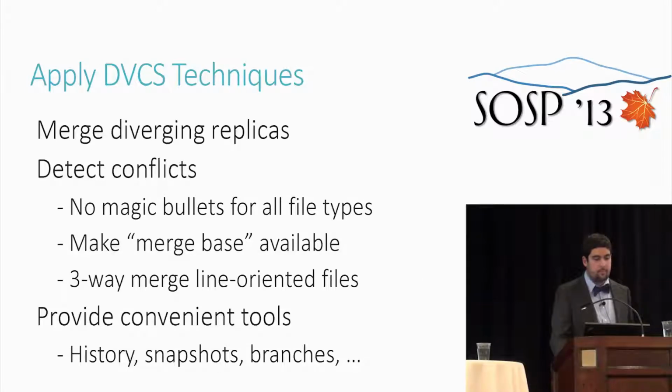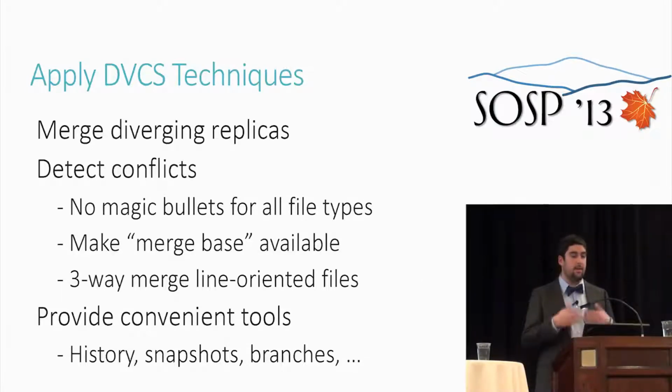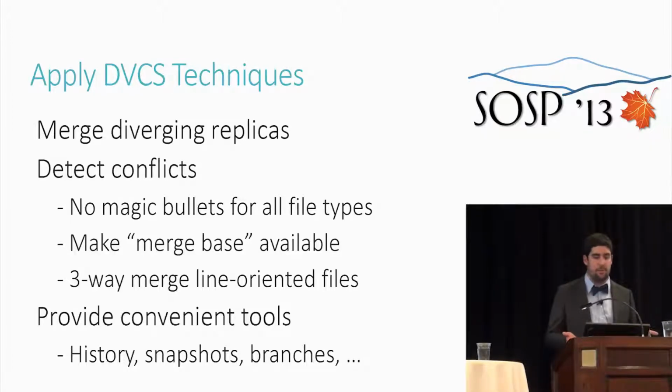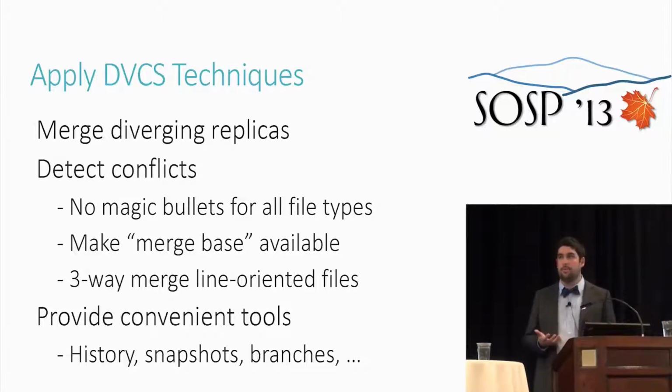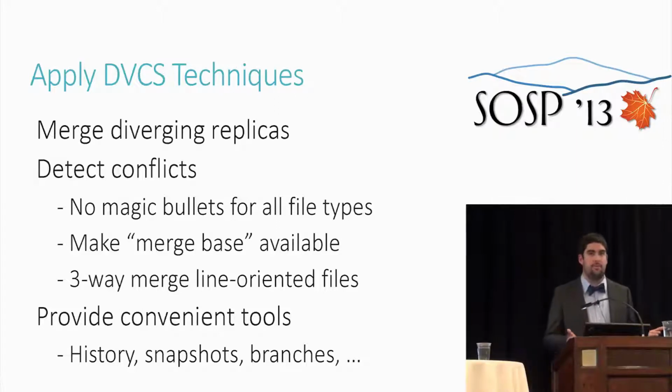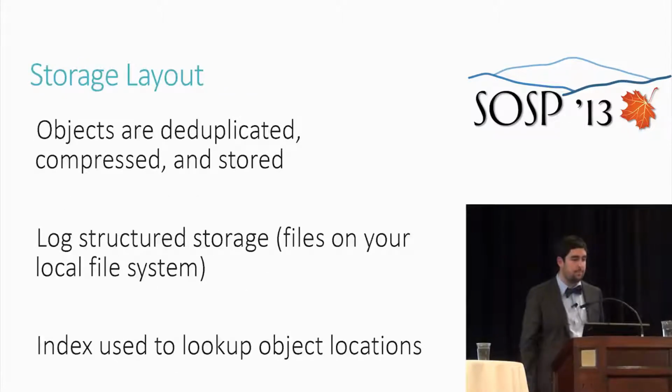One of the nice things about borrowing on this technique is that we can apply a lot of distributed version control system techniques to your file system. So we can merge diverging replicas, we can detect conflicts, and I should point out here that there's no real magic solution to merging files. We can merge simple line-oriented files, but for anything else, at least we can provide the user a merge base, and they'll manually do a merge at that point. And we have a lot of other convenient tools that we provide. Another important thing is just the storage layout. Objects are deduplicated, then they're compressed and stored in a log-structured file on your local file system. We also maintain an index that's used to provide a layer of indirection and speed up lookups.